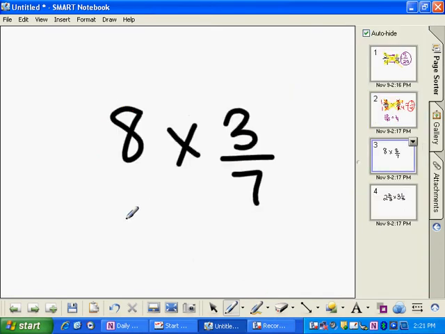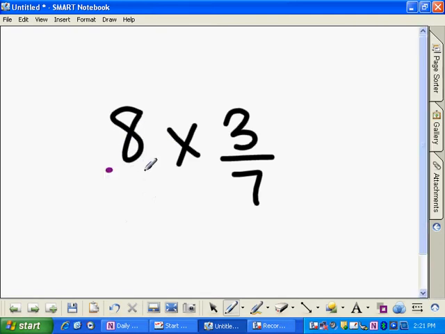What about 8 times 3/7? Well, the rule is to multiply fractions, they have to be fractions. You can't have a whole number, and they can't be mixed numbers. So to make 8, which is a whole number, a fraction, I'm going to slap a 1 underneath it. 8 whole is the same thing as 8/1. Now they're written as fractions, so now I can just multiply straight across. 8 times 3 is 24. 1 times 7 is 7.